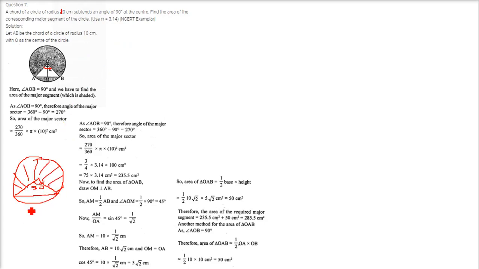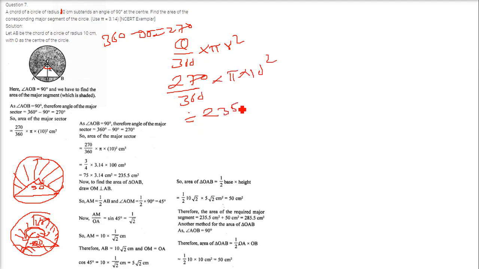For that, what will we do? We will find out this minor segment area, or rather, what we can do here is, we have a sector here with 90 degrees. But what is this angle? 360 minus 90. So what is 360 minus 90? It is 270. So this is the angle 270 from here to here. So this is a sector again. It is also a sector with angle 270 degrees. So we can find out the area of this sector.